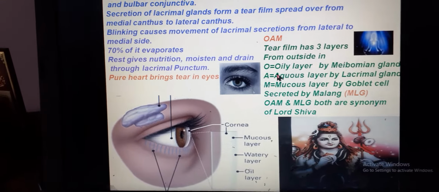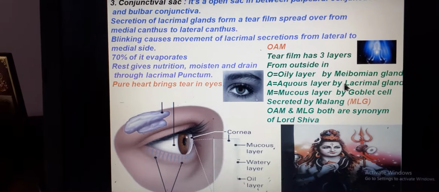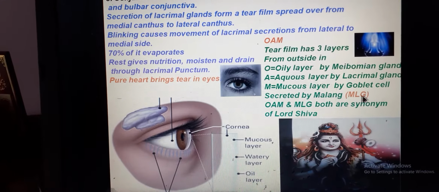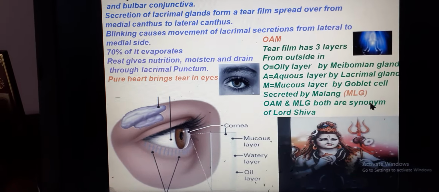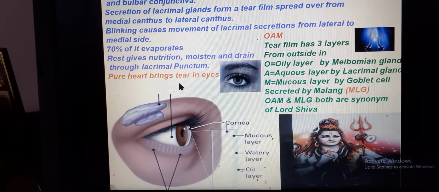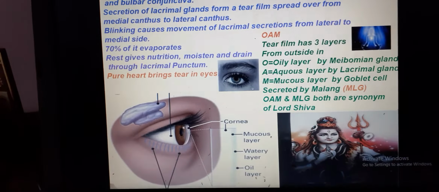And this Om is the oily layer, aqueous layer and the mucus layer, and they are secreted by three glands. Malang, MLG, Malang. Both Om and Malang are synonyms of Lord Shiva. Pure heart brings tear in eyes, and Satyam Shivam Sundaram.